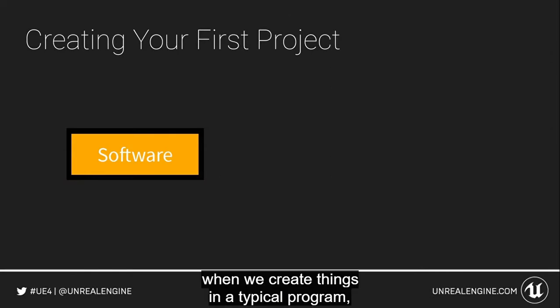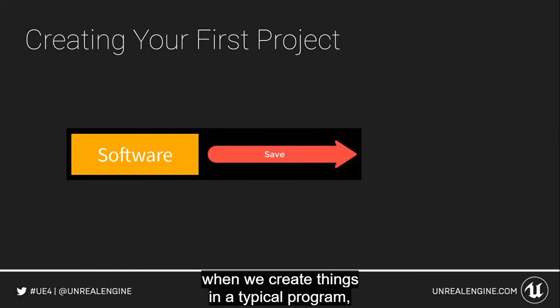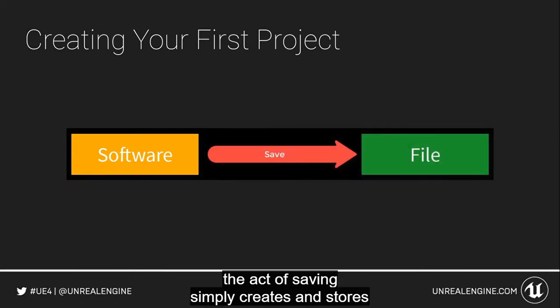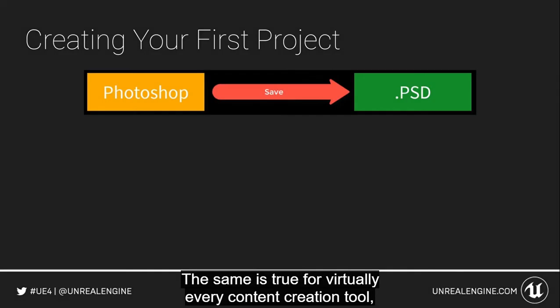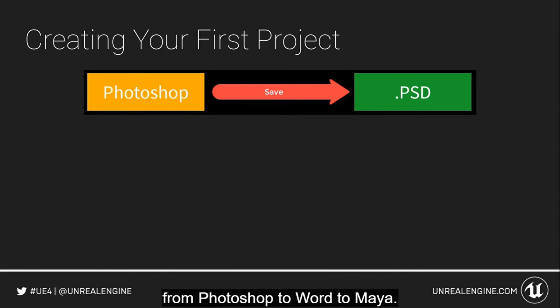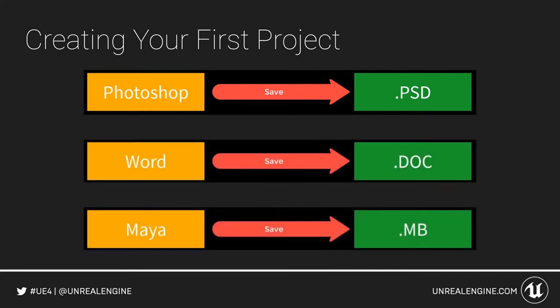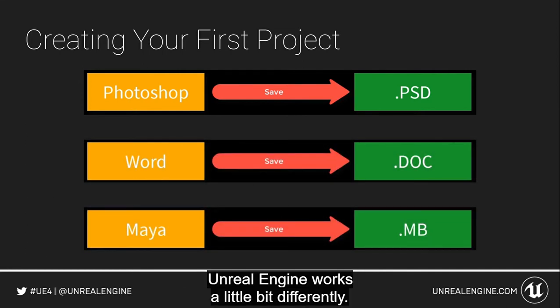Generally speaking, when we create things in a typical program, the act of saving simply creates and stores all the data in a single file. The same is true for virtually every content creation tool, from Photoshop to Word to Maya. Unreal Engine works a little bit differently.